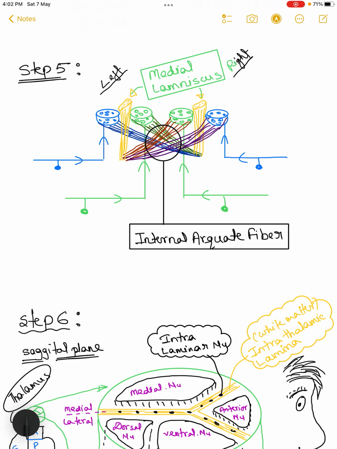The main takeaway point is what the internal arcuate fiber is and how it is formed. When this crosses, it then moves upward. See here, it is moving upward, and here also you can see it moving upward. Now this is known as the medial lemniscus. The take-home point is what the medial lemniscus is and how it is formed.